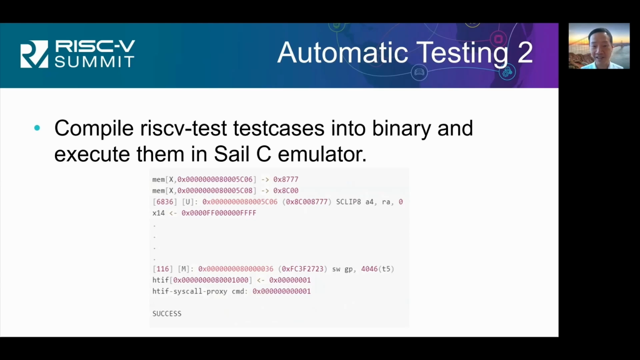So if it prints out success, that means all the test cases are successful, meaning that the CL emulator generates the same result as the Spike simulator. And of course, the Spike simulator is just a comparison. So everything needs to be compared with the RVP spec. Now this is just a validation process in order to help us detect any errors in our specification.